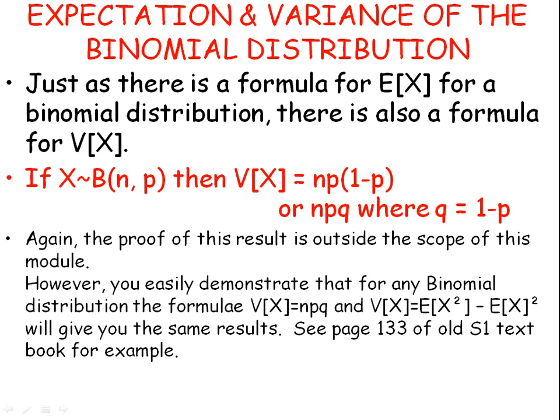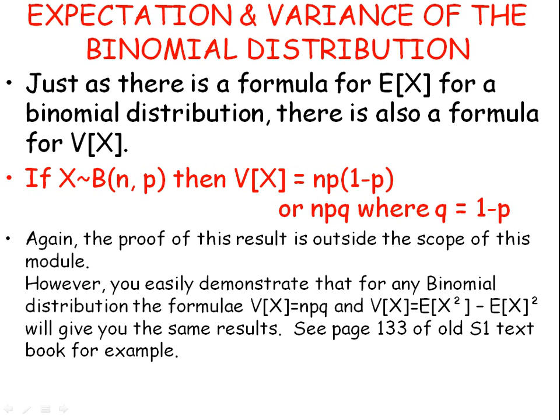So the variance of the binomial distribution is n times p times 1 minus p. And as some textbooks, instead of using 1 minus p, use q to represent 1 minus p, you may also see the notation npq being used instead.